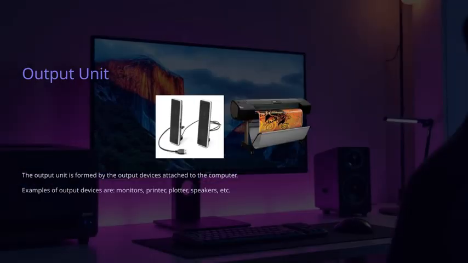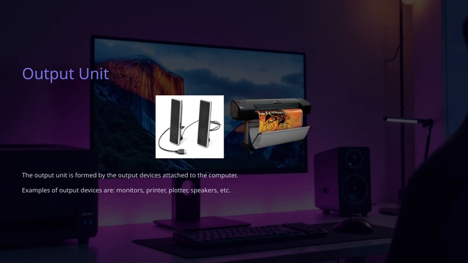The output unit is essentially the part of the computer that delivers information back to us. It's made up of the output devices that are connected to the computer system. These devices are responsible for presenting data in a form that we can understand and use. Some common examples of output devices include monitors, which display visual information, printers, which produce physical copies of digital documents, plotters, often used for large-scale drawings or designs, and speakers, which play audio output.